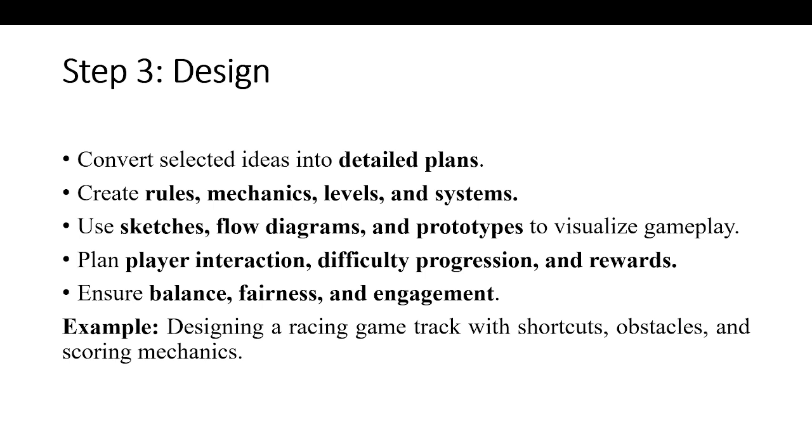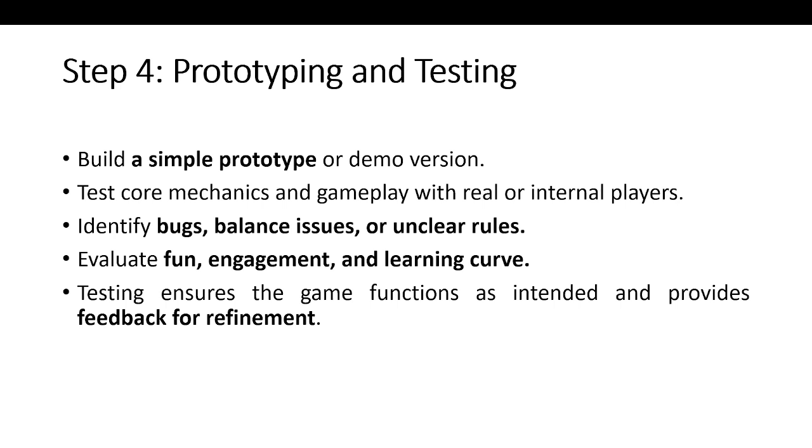And the next thing is, once the brainstorming has been done, we can use the design process. Here the design process converts the selected ideas into detailed plans, and then the rules, mechanisms, levels, and systems are created. Then we can use sketches, flow diagrams, and prototypes. And we can plan the player interactions, difficulty progressions, and the rewards. And then we want to ensure balance and fairness among the engagements. For example, in order to design a race game, we have to have shortcuts, obstacles, and also scoring mechanisms.